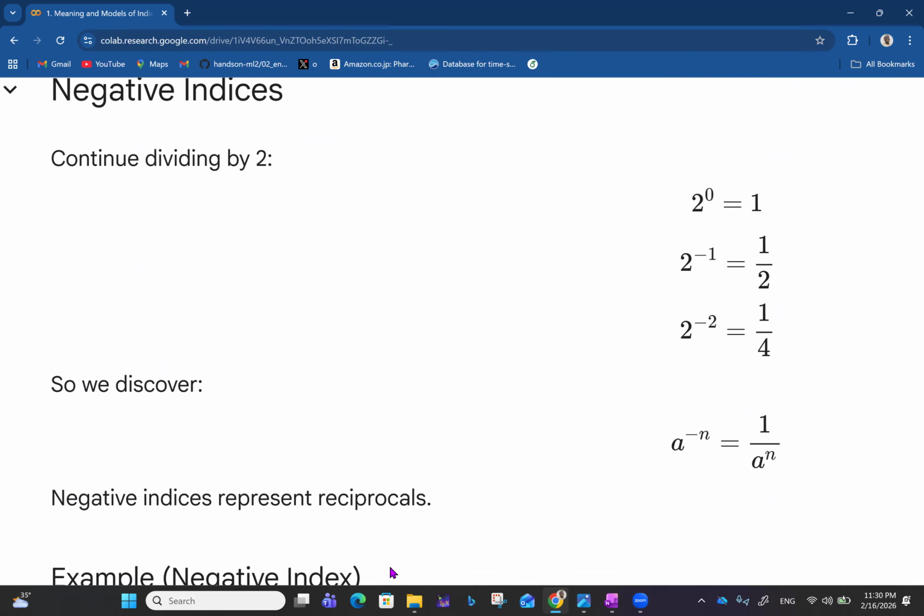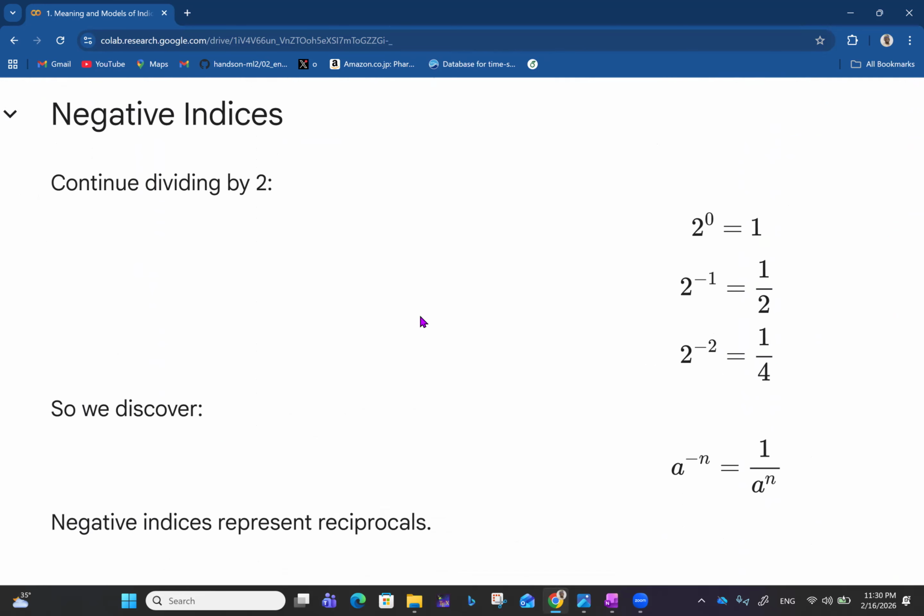So if you go by the negative indices now, we started with 2 raised to power 4 equals 16, 2 raised to power 3, 8, 2 raised to power 2, 4, 2 raised to power 1, 2. Now we've seen why 2 raised to power 0 is 1, because we've been dividing step by step. If you continue dividing by 2, you have 2 raised to power 0 equals 1. So if we go another step, it means we have 0 minus 1, that's minus 1. So 2 raised to power minus 1 will now have to be 1 divided by 2. That's why 2 raised to power minus 1 is 1 over 2, and 2 raised to power minus 2 is 1 over 4. So we can then discover that a raised to power minus n is equal to 1 over a raised to power n. So that's how that goes.